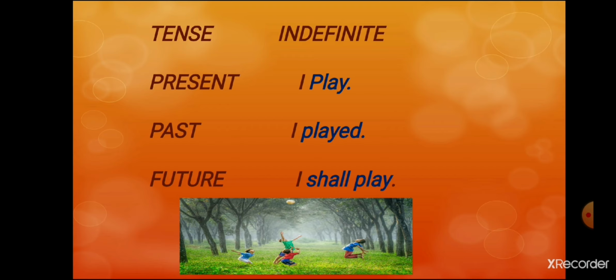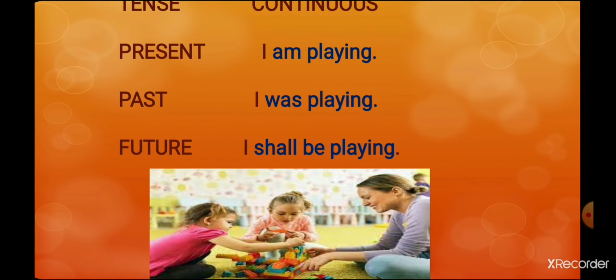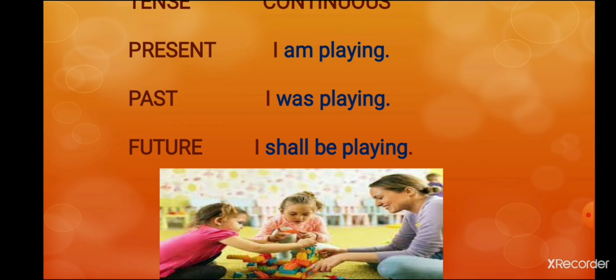Then students, next one, if it's continuous, then students, we can use helping verbs for present tense: is, am, are according to the subject. Okay, like I am playing, present continuous. I was playing, it's past continuous. Then future, I shall be playing.